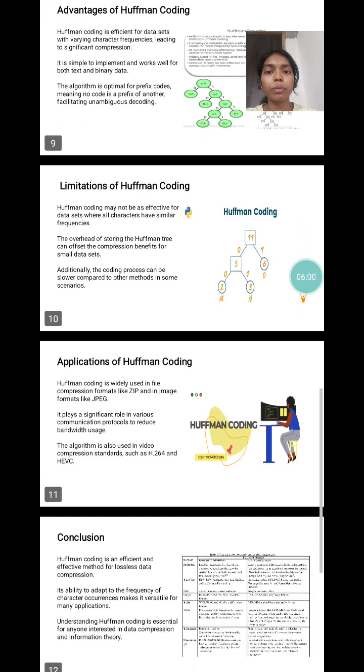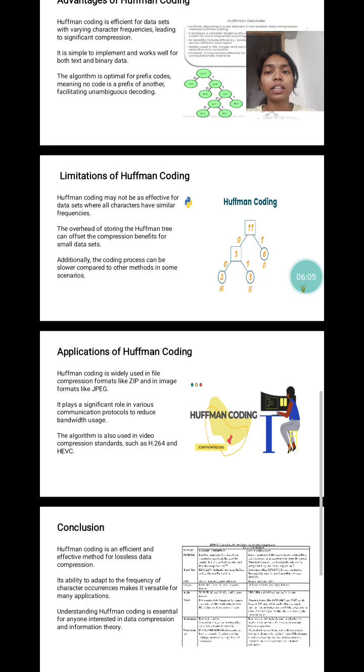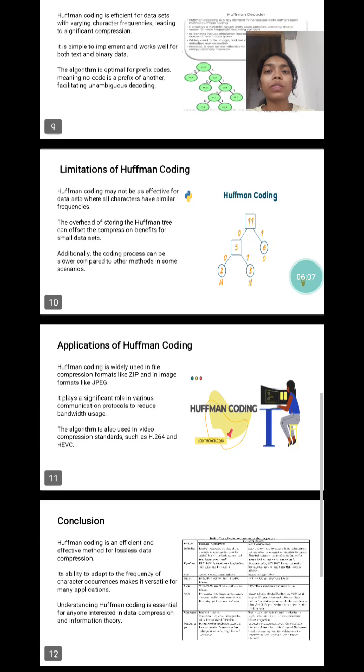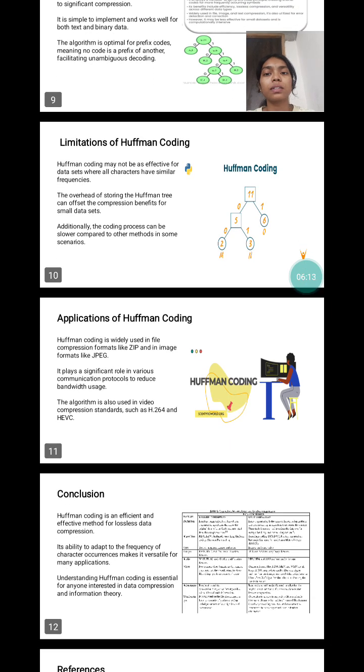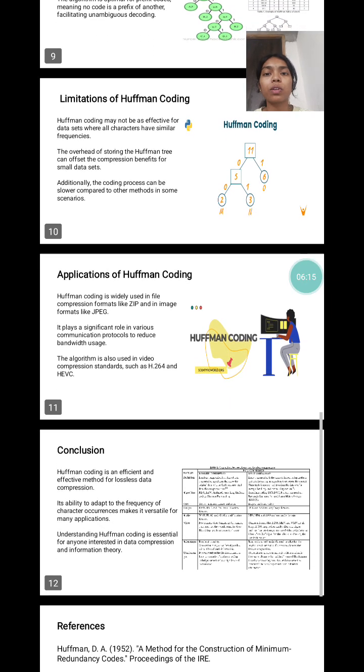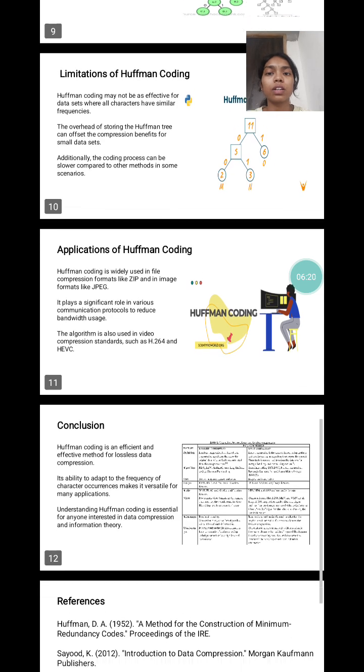Limitations of Huffman coding. Huffman coding may not be as effective for data sets where all characters have similar frequency. The overhead of storing the Huffman tree can offset the compression benefits for small data sets. Additionally, the coding process can be slower compared to other methods in some scenarios.